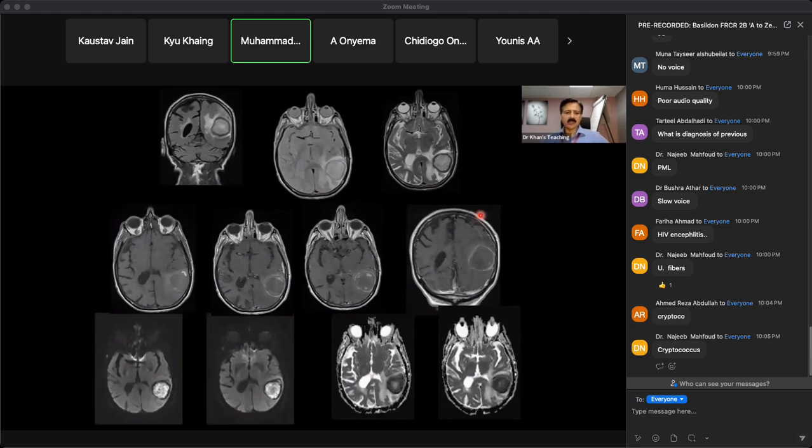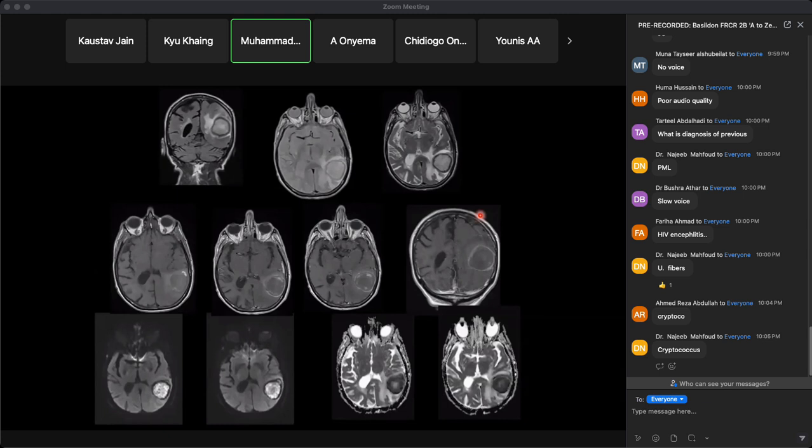So the king sequence for the exam is a DWI sequence. Over to you, candidate 4. What is this? Is this an abscess or is this a tumor?